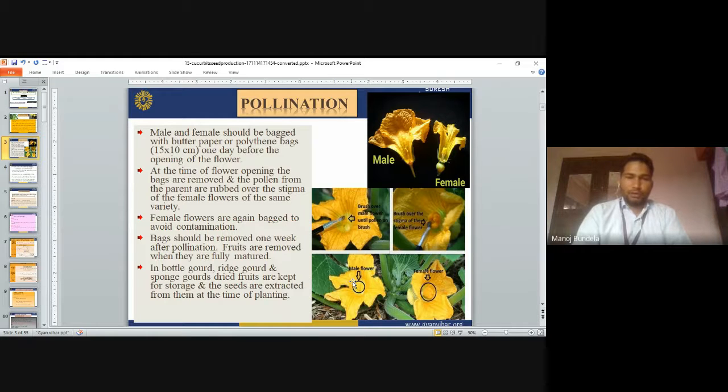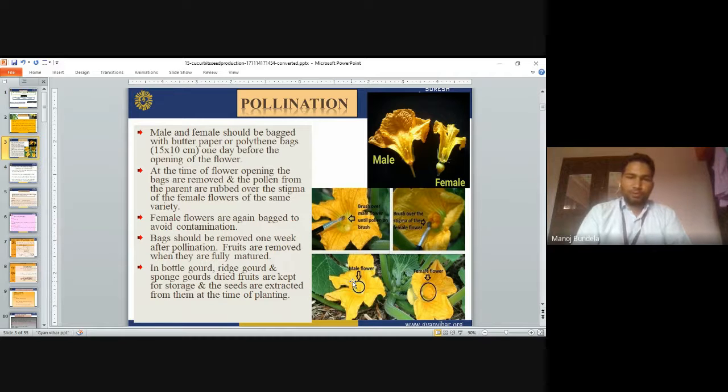In bottle gourd, ridge gourd, and sponge gourd, dried fruits are kept for storage. The seeds are extracted from them at the time of planting. So we keep the fruits, then we extract the seeds from them, and those seeds we use for planting purposes. So this is the procedure of pollination in cucurbits.